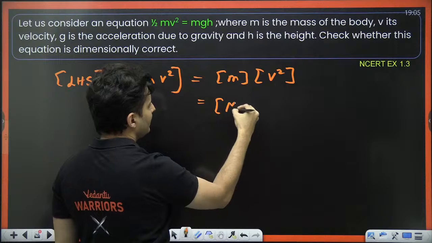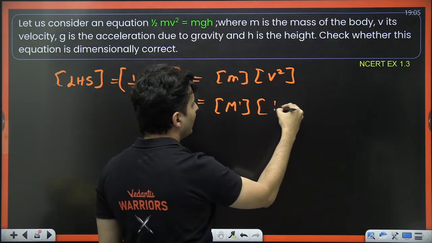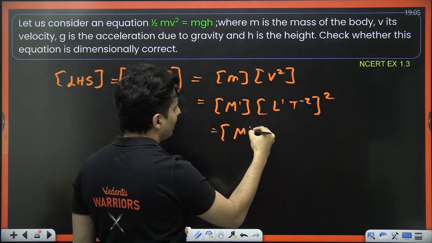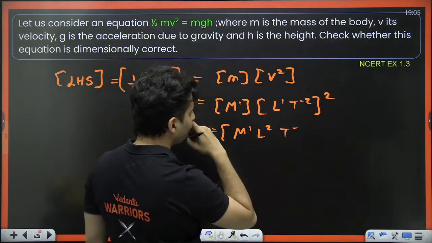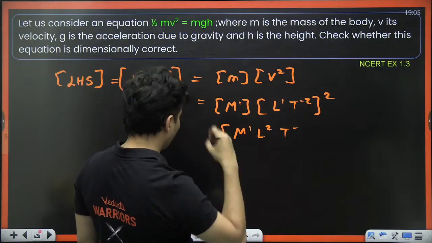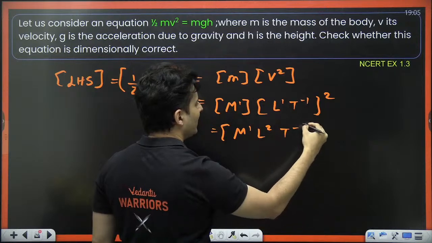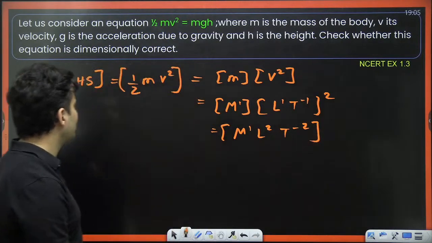Dimension of mass is M raised to 1. Velocity is L raised to 1, T raised to minus 1, square it. So it will be M raised to 1, L raised to 2, T raised to, sorry, not minus 2 guys, minus 1, my bad. So T raised to minus 2, that's what it is. This is your left hand side's dimensions.